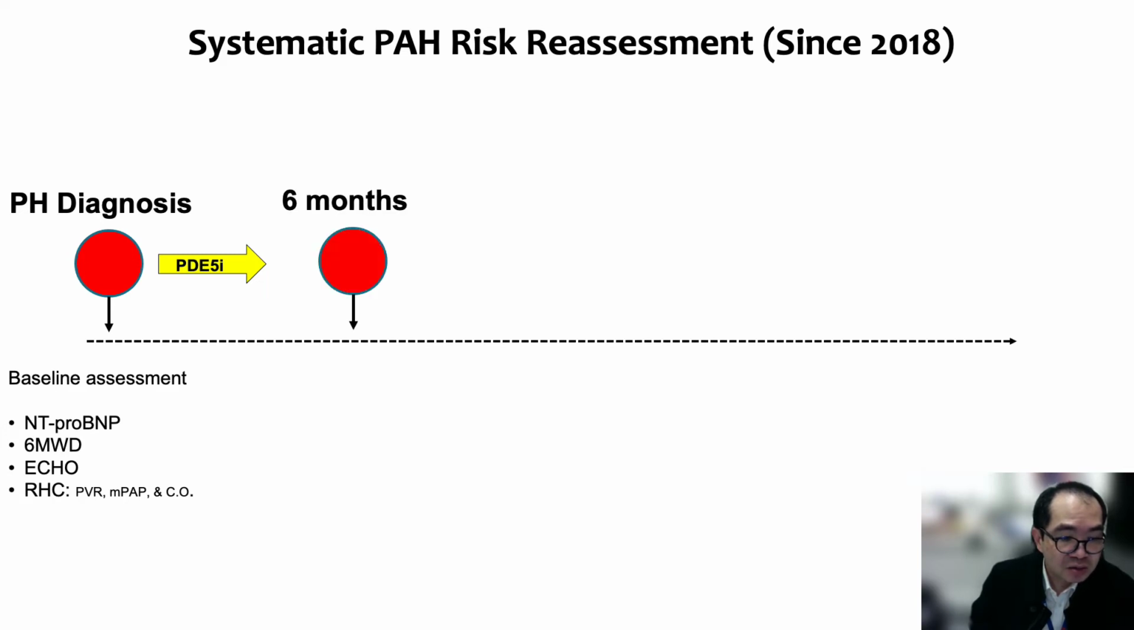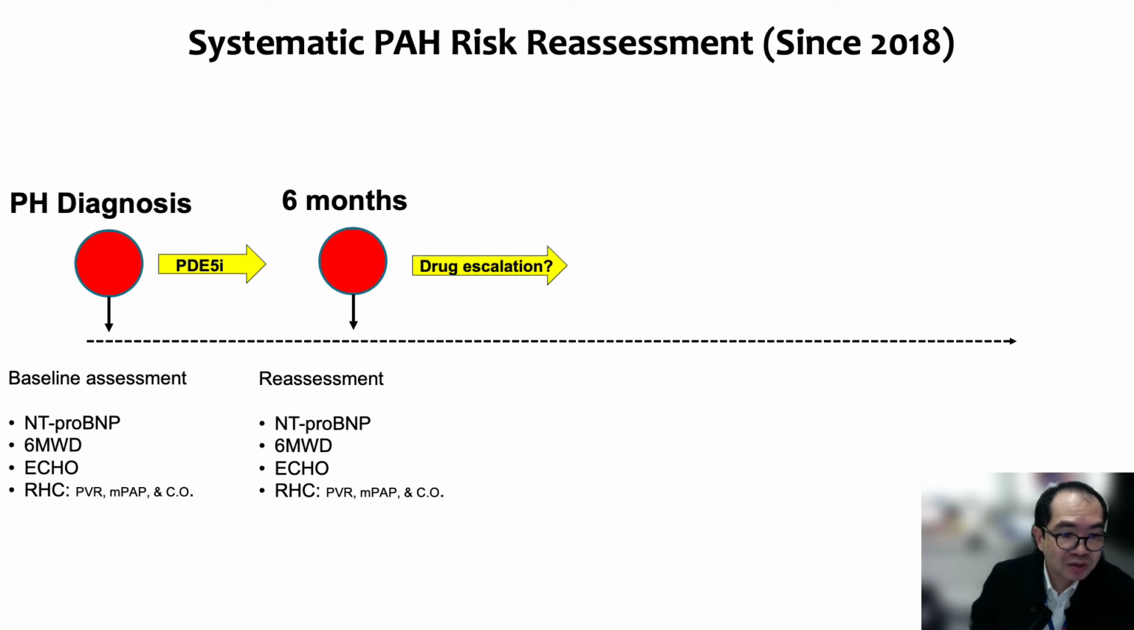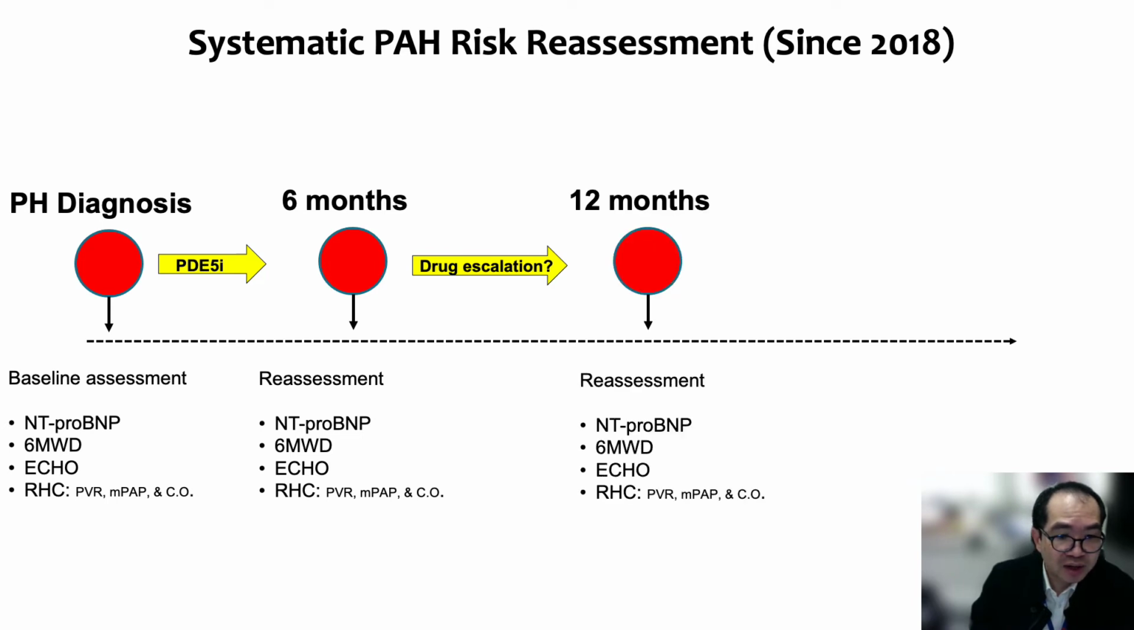And then at 6 months, we will repeat everything: blood test, walking distance, echo, and also right heart cath. And if the data is not good, we will escalate the drugs, including the use of endothelin receptor antagonists. And then at 12 months, we will repeat everything the same. And if this is still not good, we may consider escalating to a prostaglandin analog, for example, selexipag.